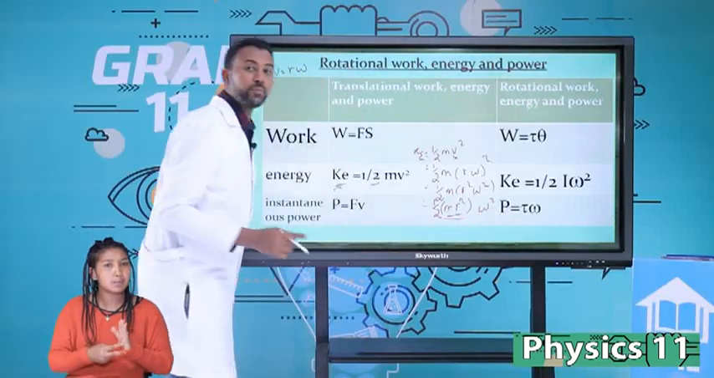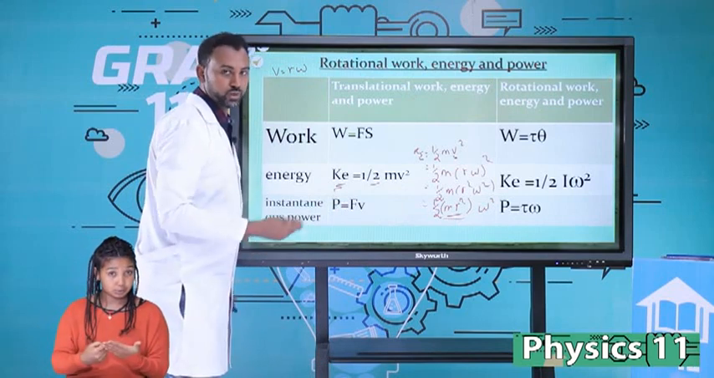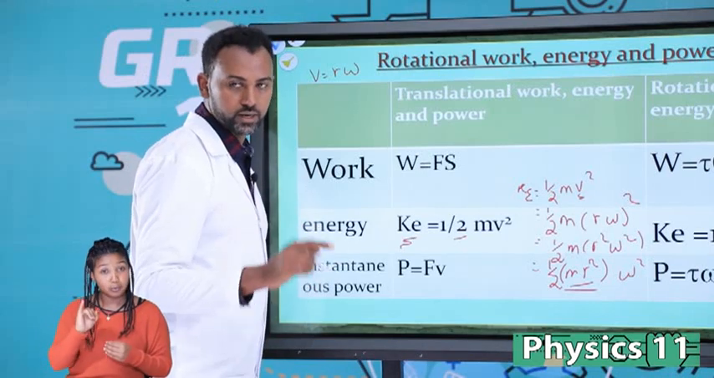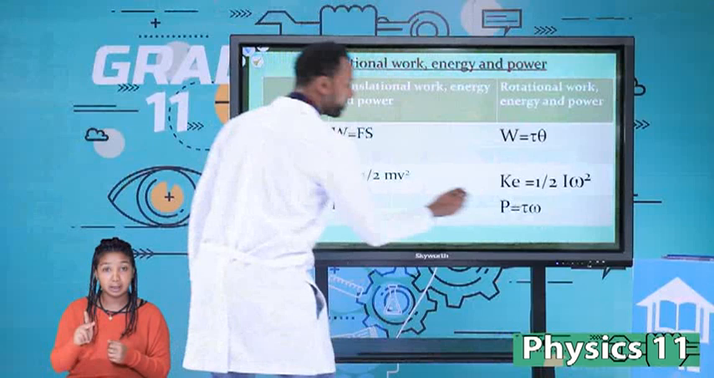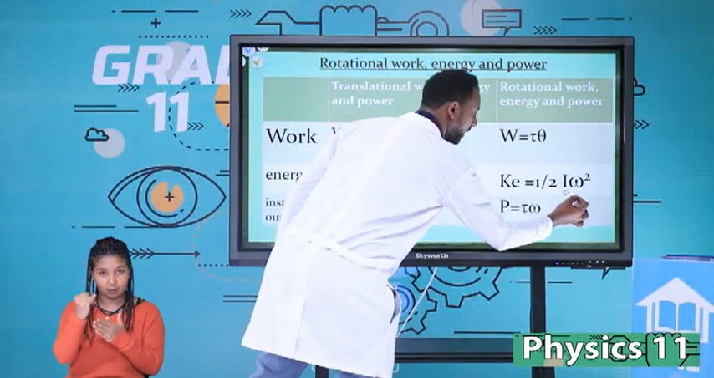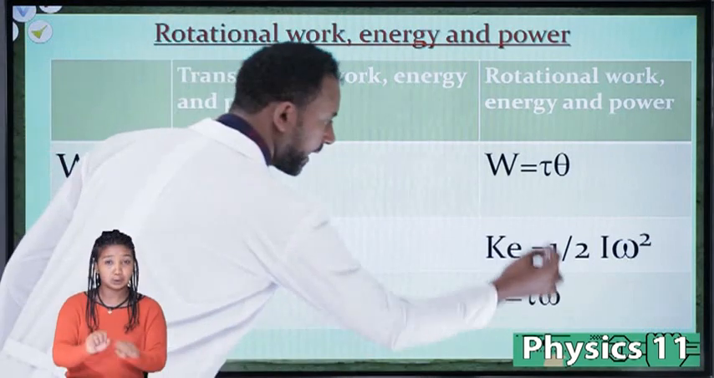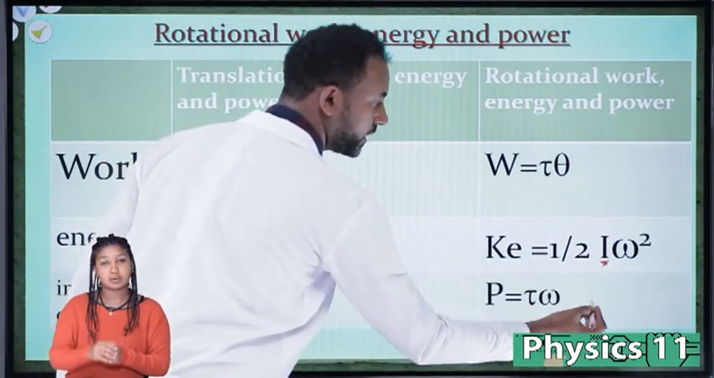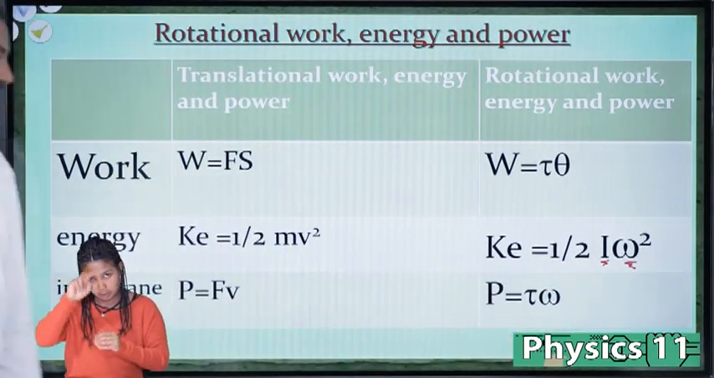What do we mean by m r squared? Students, I hope you have learned this one. We have already discussed that m times r squared gives us the moment of inertia. So the kinetic energy is 1 over 2 I omega squared: one half, the moment of inertia I, the angular velocity squared. This is how we determine it.